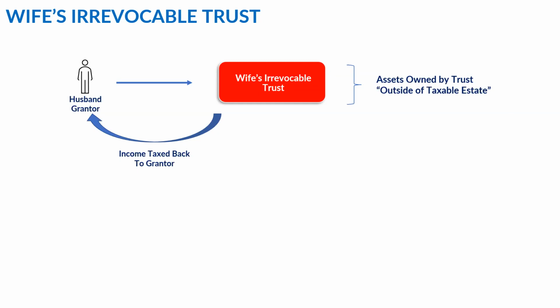Not something that we need to dive into too deep today, but we're going to look at this. Now we've got this trust set up for the wife in this case. The assets are now out of the taxable estate for the husband. And if we've done it right, they're out of the estate for the wife. So we've now eliminated this from the spouse's taxable estate at the husband's and wife's death.